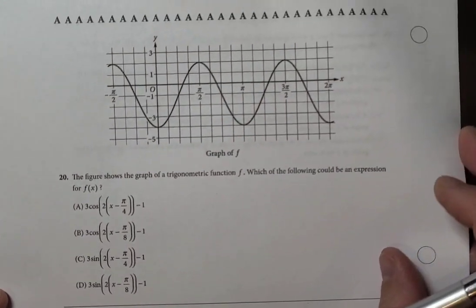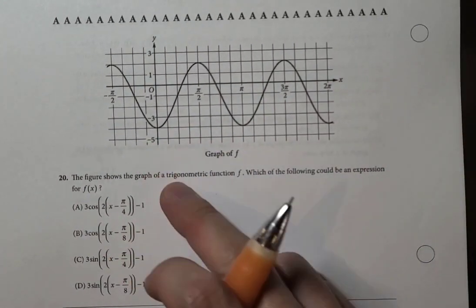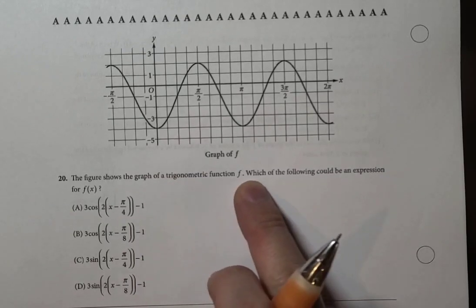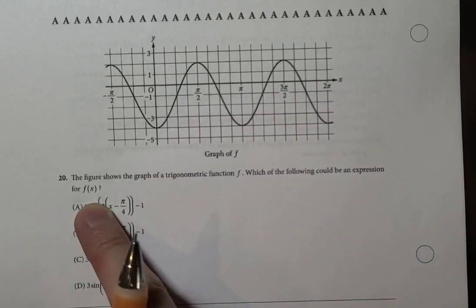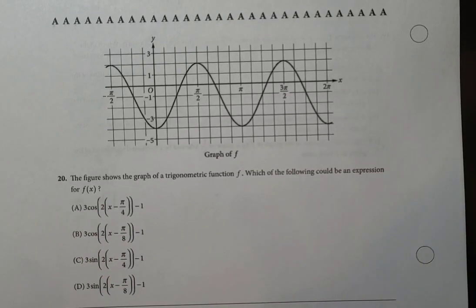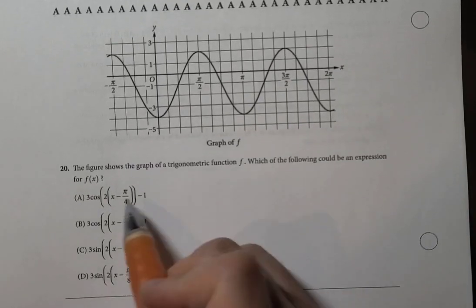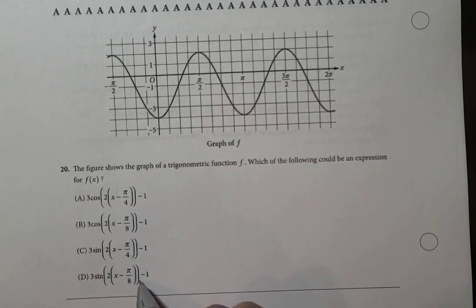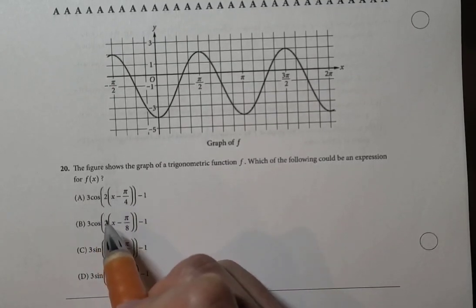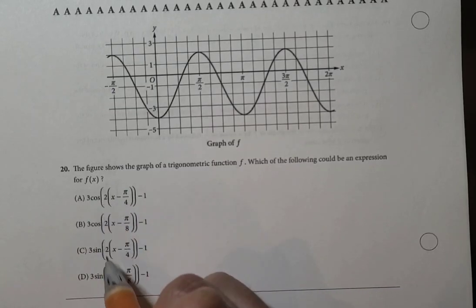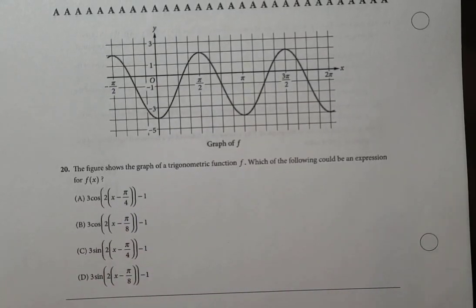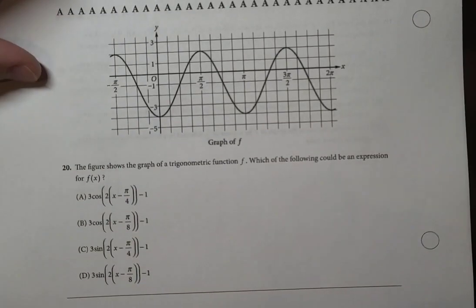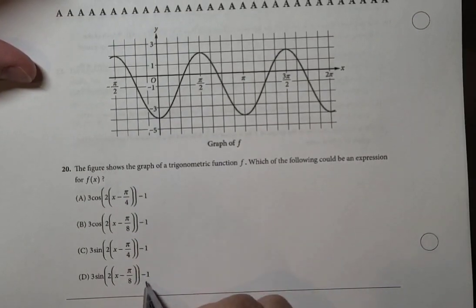Okay, number 20. The figure shows the graph of a trigonometric function f. Which of the following could be an expression for f of x? Okay, so we probably need to find the amplitude and the phase shift and all that stuff. Amplitude would be here, phase shift would be this term over here. And this is just vertical shifting, and this is, again, dilation, if you want to call it, or a stretch, compress type of thing.